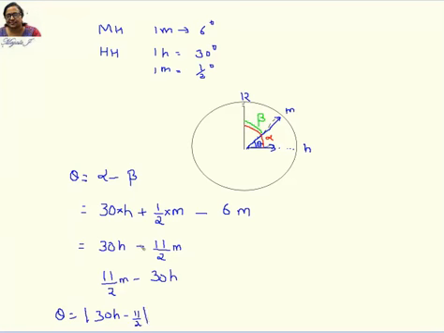Because the minute hand and the hour hand are not stable in one place. Sometimes the minute hand will be leading, sometimes the hour hand will be leading. So either way, you're going to take the difference of the two. So 30h minus 11 by 2 m is sufficient. You don't have to worry about whether it's leading or lagging, but the answer should be positive. You are taking the difference.